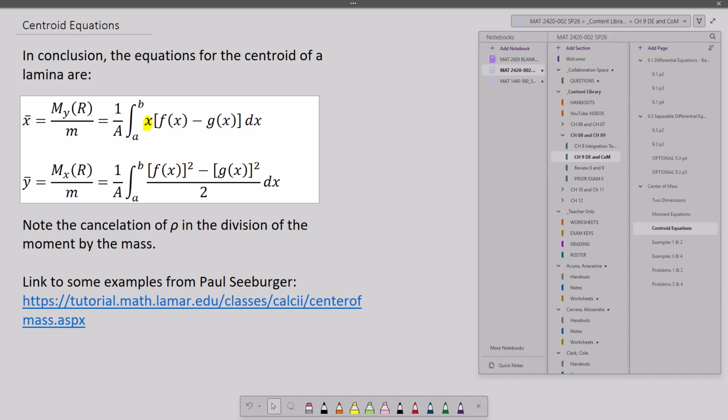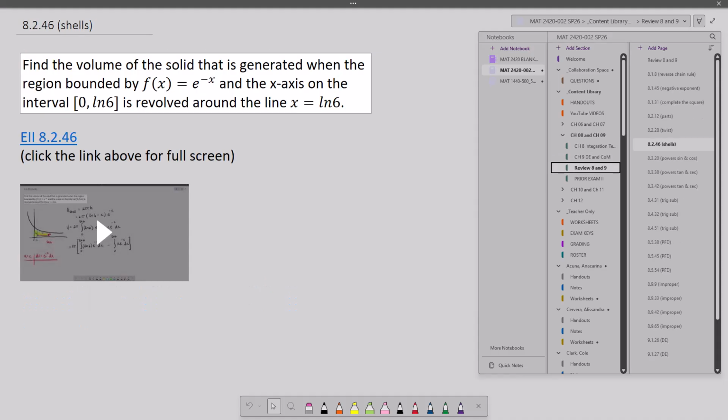Any questions about center of mass before we start our review? All right, well, so again, the prior exams are here. So the 2 prior exams, the last 2 exams, right there. So take a look at those. Let's go to the review for 8 and 9.